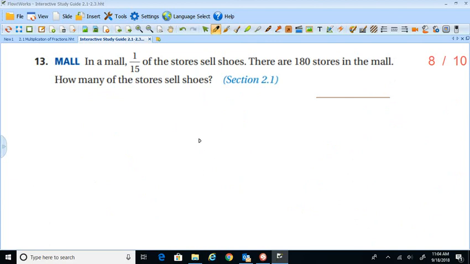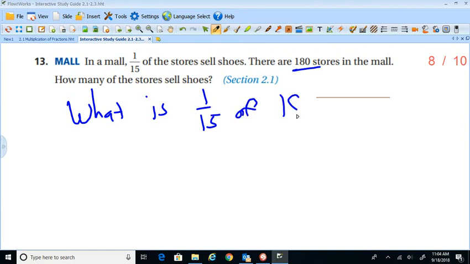Word problem. In a mall, 1/15 of the stores sell shoes. There are 180 stores in the mall. How many of the stores sell shoes? This is a what is of problem. I want to know what is 1/15 of the 180 stores. And as we talked about in class, the word of means multiplication. So the math problem is just what's 1/15 times 180.